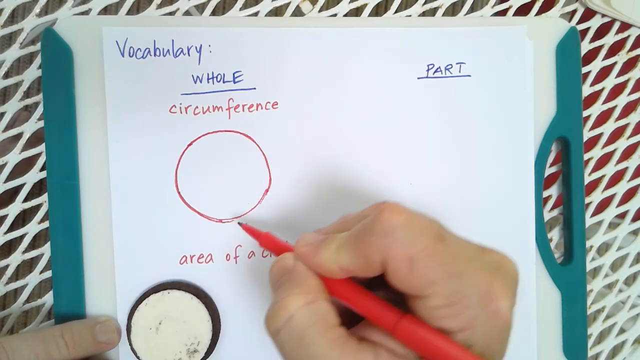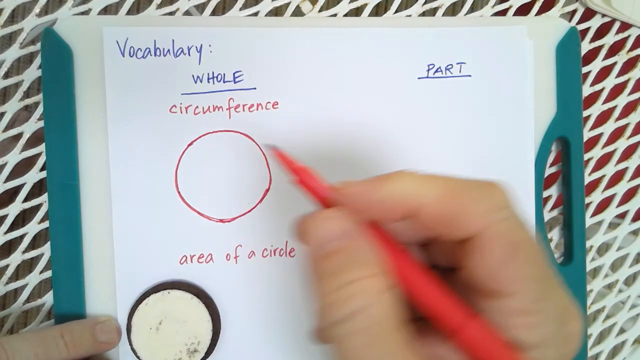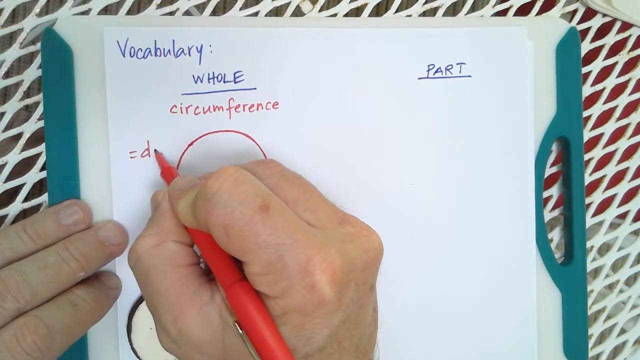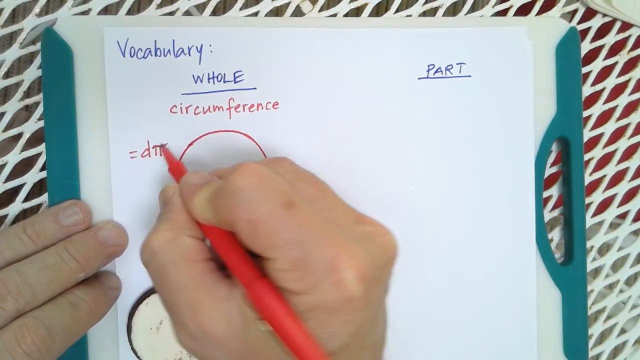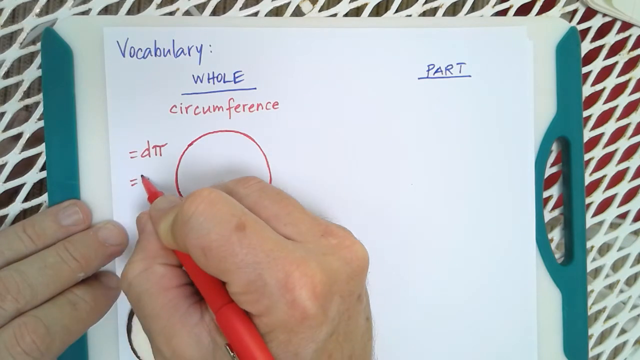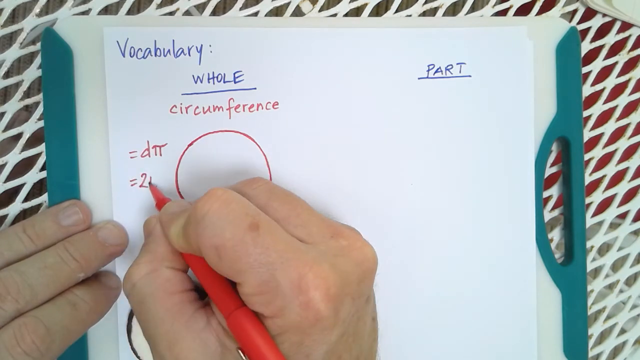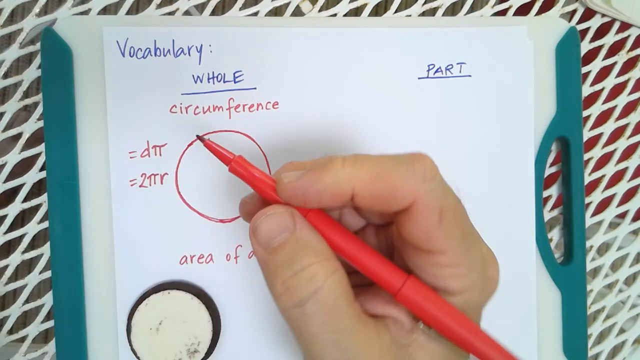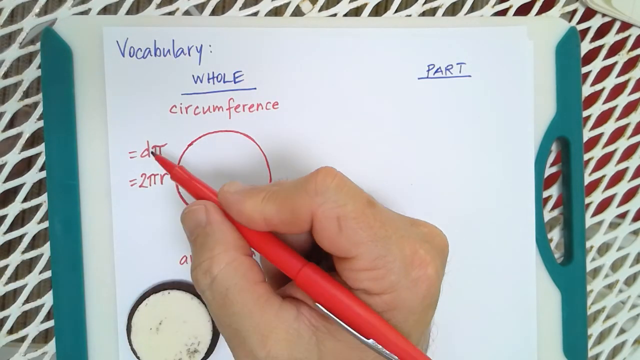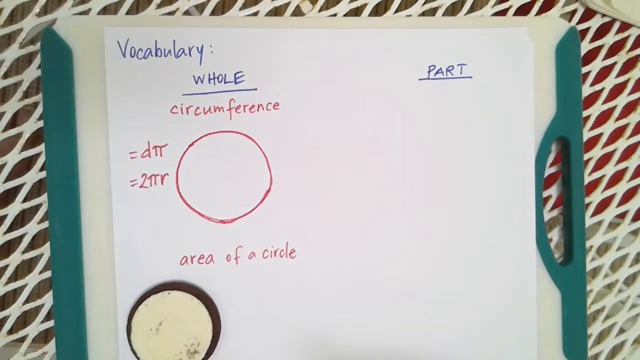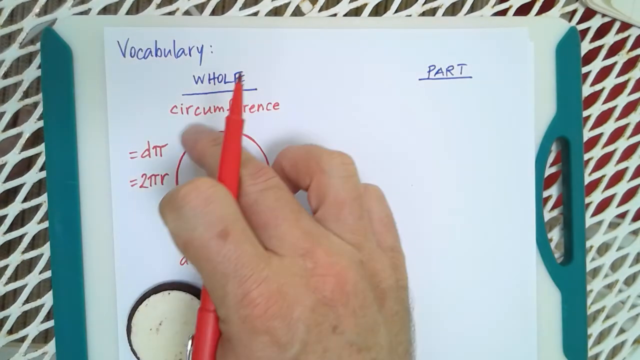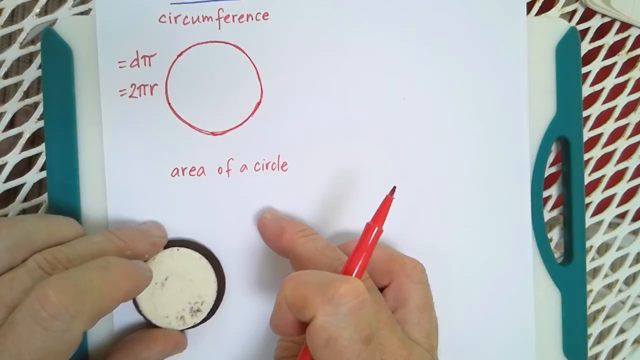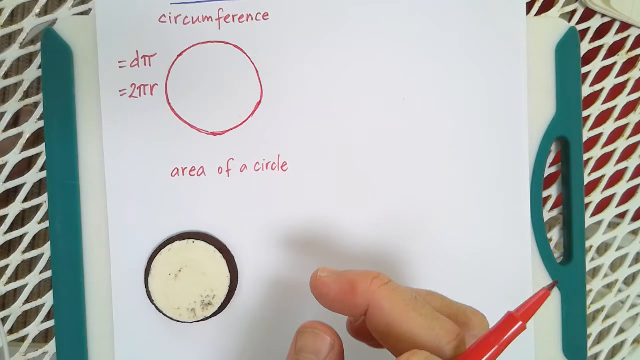And we have a way to calculate this. The formula for this is either diameter times pi, or in more advanced math classes, you see it written like 2 pi times the radius, 2 pi r. So either way, you double the radius or you just use the diameter to find a way around that. Area of a circle, of course, is not the measure on the outside, but the measure on the inside.